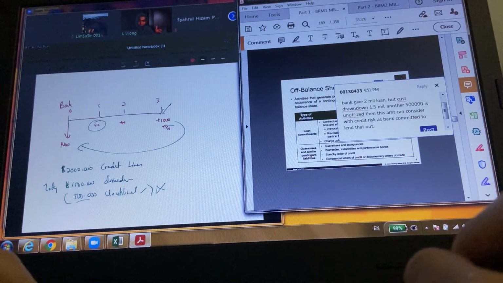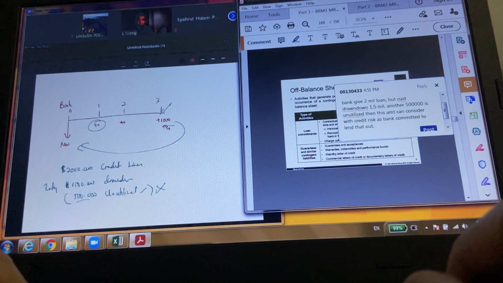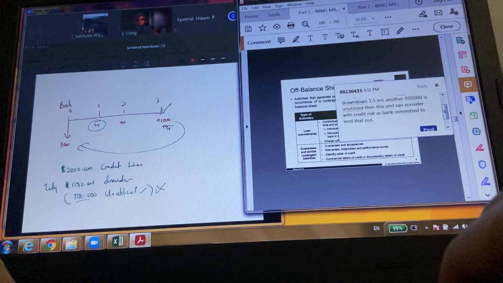Okay. So for example, just now in the example, we only provide up to 75% of the exposure. I mean, we think that in the future they only use another 375,000, for example, right? So not the full amount. But whatever, say, the 500,000 is a credit risk to us.